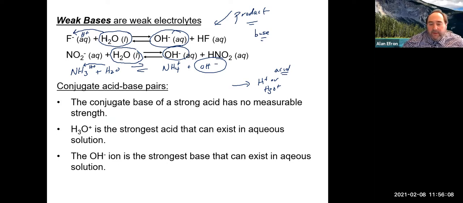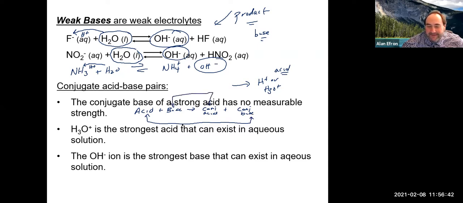Also, a really important relationship is pretty much what we see here at the top. The conjugate base of a strong acid has no measurable strength. Our relationship, if you remember, is we have an acid and a base on the left-hand side, and we have our conjugate acid and our conjugate base on the right-hand side. And again, these guys are related to each other, and also in a relationship probably, I guess.